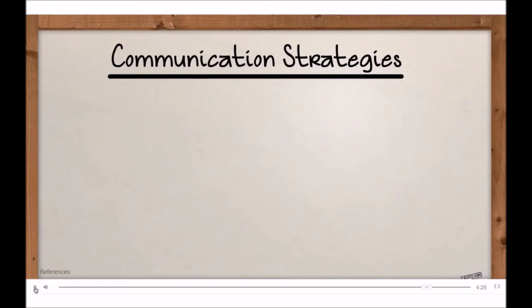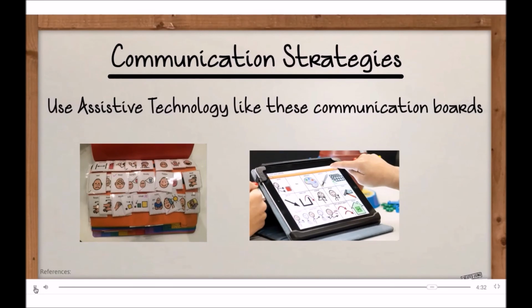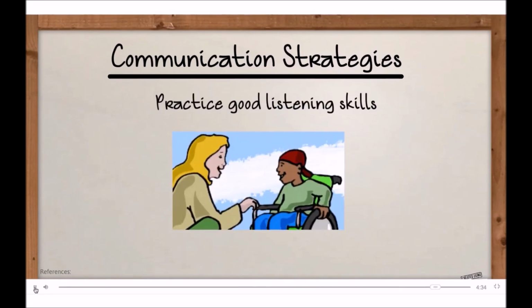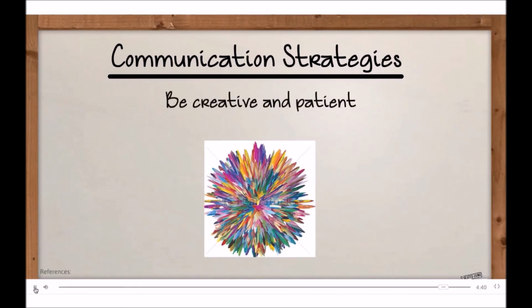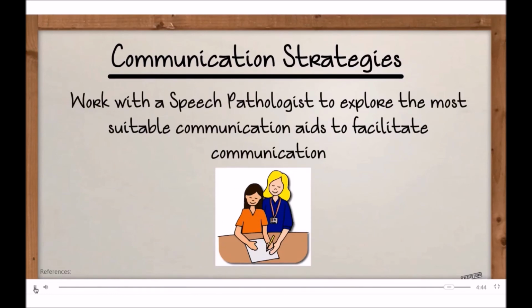Strategies to promote effective communication with your child. Use assistive technology, listen carefully when your child speaks, take time to adapt to the rhythm and tone of your child's speech, be creative and patient, and work with a speech pathologist to find out which communication strategy will work best for your child.